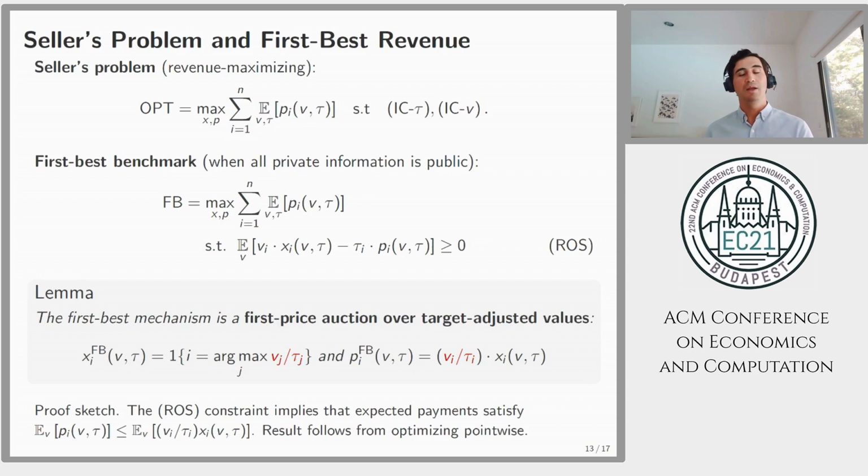So what's the meaning here? If you have no prior information, what you're going to try to do is set payments as high as possible to make the ROS constraint bind. And this is achieved by allocating to the bidder with a higher value to target. That's what we call the target adjusted value, the ratio of value to target. And then you charge the value over the target of the winner. And this is the first best mechanism. It's going to play an important role in our analysis.